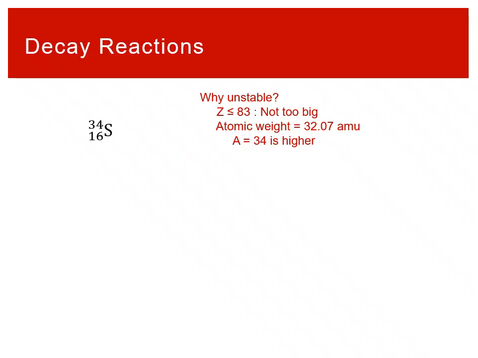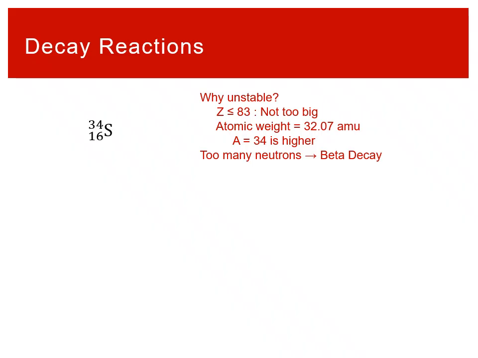34 is higher. Whenever I see that number is higher, that means there's too many neutrons. If I have too many neutrons, I need more positive charge, so that nucleus is going to undergo beta decay and lose that electron.